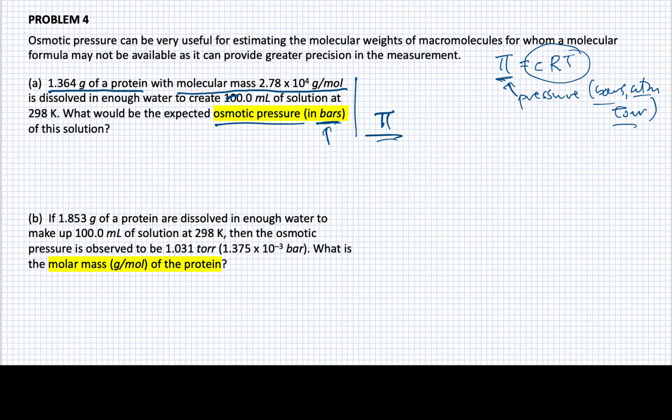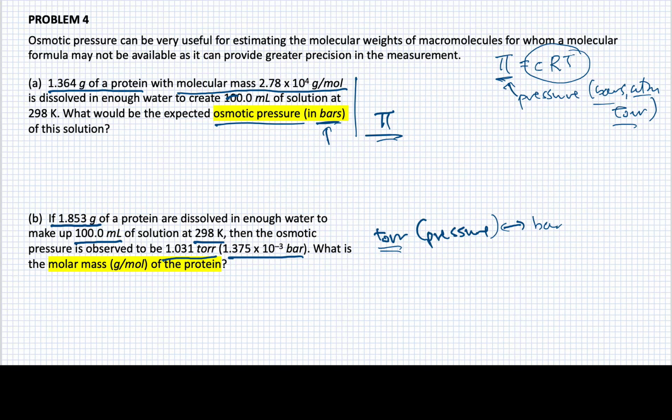For part B, we're going to use a different protein, and we're given the amount of grams that are dissolved, and we're given the water that is used to dissolve it and the temperature, and we're told what the osmotic pressure is. Notice that the units now are torr, are the pressure units. But we're also given that same thing in bar. So you can use whichever one you want.